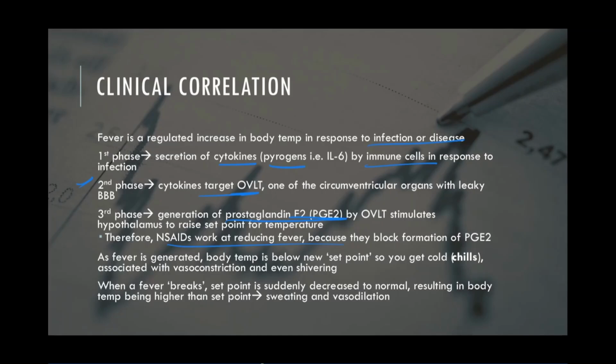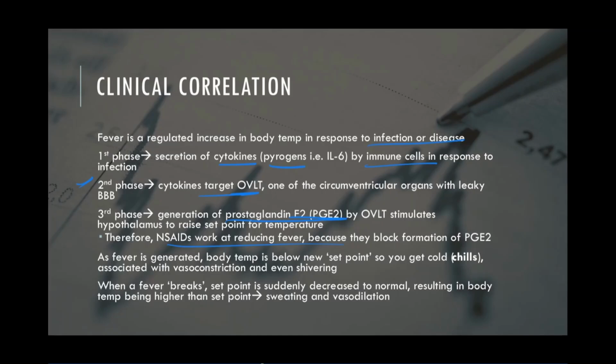As fever is generated, the body temp is now below the new set point. What's normal body temperature? 98.6. Well, you're sick now, you have an infection, so your hypothalamus is like, hey, let's crank it to 101. That's our new set point. But what is our comparator now? 98. So when a fever first starts kicking in, you ever get chills? You start shaking at first? Your body's like, our body is too cold compared to our new set point because we're sick. So you start getting chills. That first little bit, then the chills go away, and now you have a fever. So that's the first part of the fever.